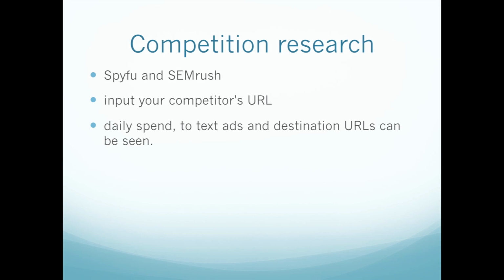So here are some resources. If you want to do some research on your competitors and see how they're doing their ad campaigns, you can go to SpyFu or SEMrush. You type in your competitor's website address, and you can see their daily spend, the text of their ads, and the destination URLs that they're using.